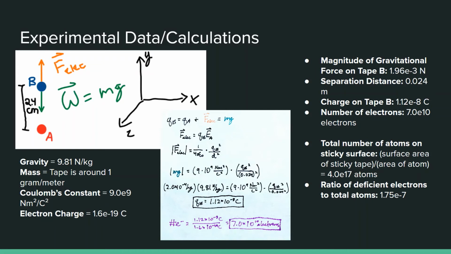Now, in order to find the actual ratio, we had to figure out the total number of atoms on the sticky surface of the tape. You could do this by dividing the surface area by the area of an atom, which gives you 4 times 10 to the 17th atoms. Then finding the ratio of deficient electrons to total atoms would get you around 1.75 times 10 to the negative 7.